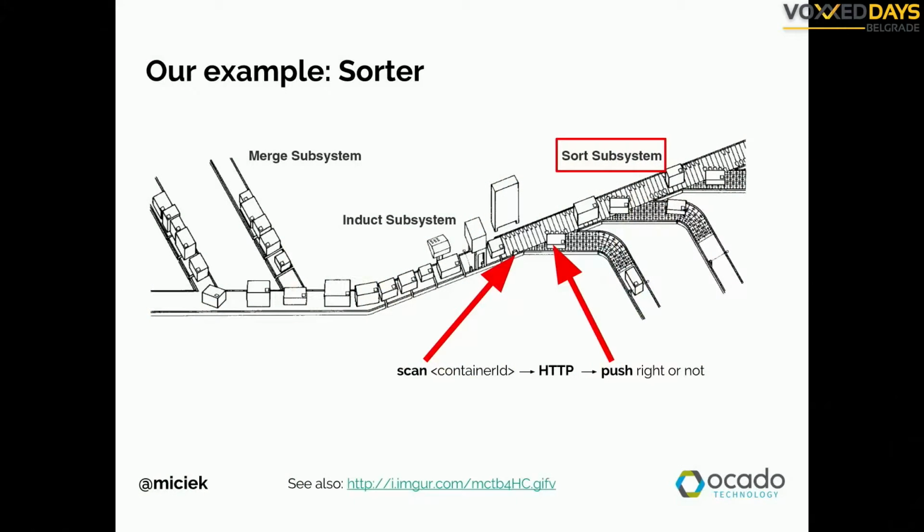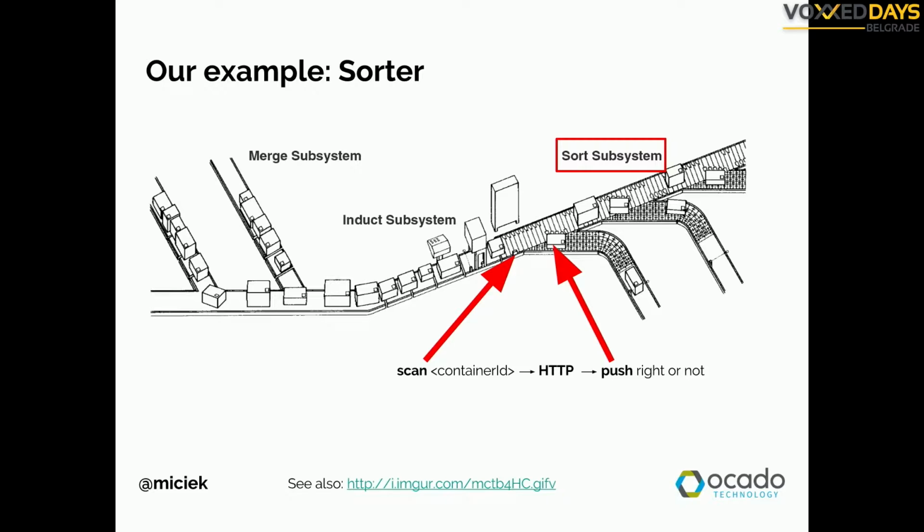I promised you that we'll implement a web service from scratch. And I mean it. This is the example that we'll be using. So imagine there are containers going through your warehouse. And you have several scanners on the way, like here, the left red arrow. There's a scanner.